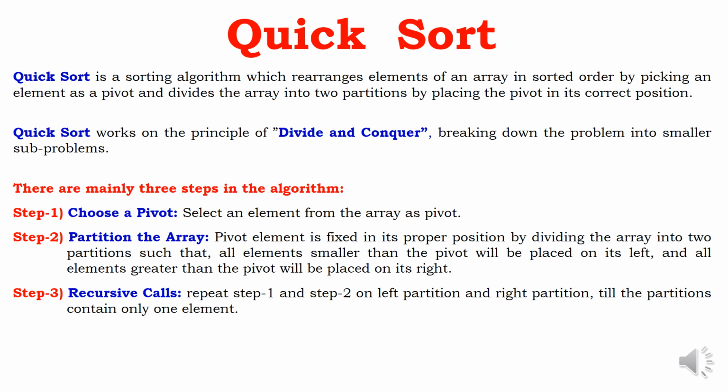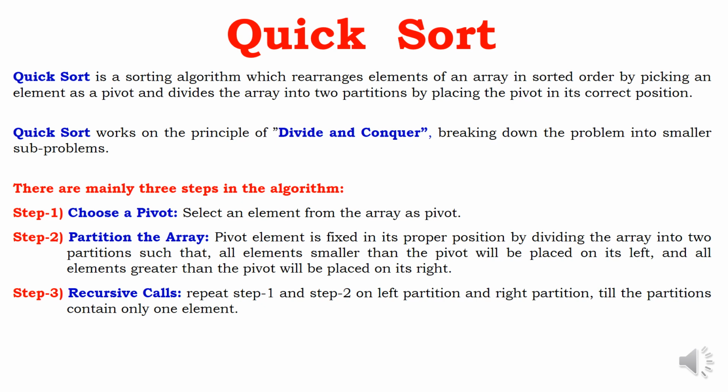Hi, today we are going to discuss the quicksort method. Quicksort is a sorting algorithm which rearranges elements of an array in sorted order by picking an element as a pivot and dividing the array into two partitions by placing the pivot in its correct position. Quicksort works on the principle of divide and conquer, breaking down the problem into smaller subproblems.